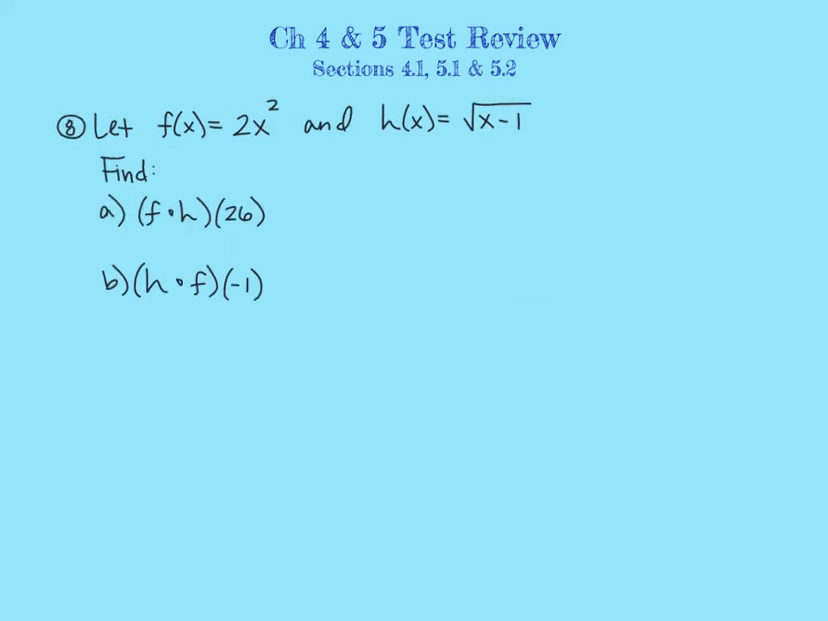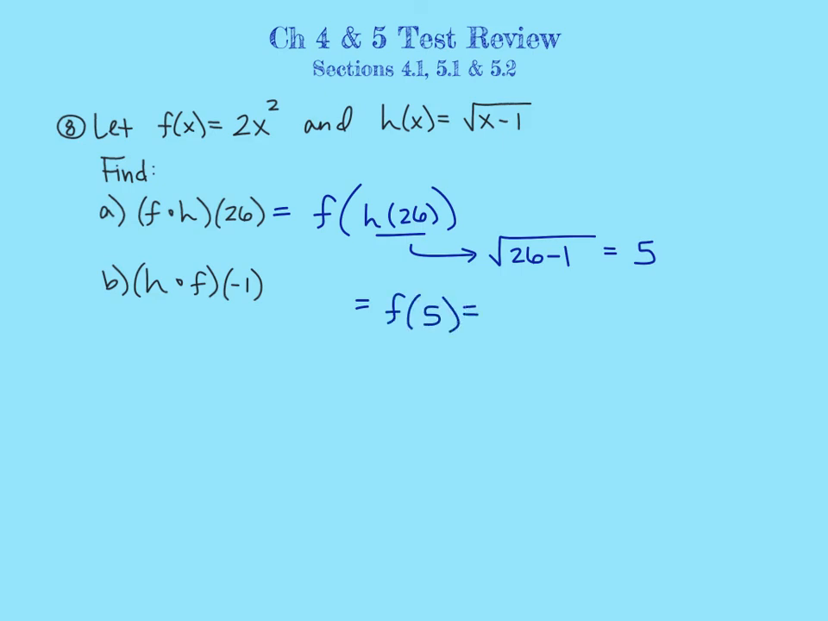Problem 8 is function composition again, except we're plugging in numerical values, so we will get a numerical output. In part A, we want to find f of h of 26. So the first thing we want to do is find h of 26. H of 26 is plugging 26 into the h of x function, so we'll have the square root of 26 minus 1, which is the square root of 25, which is 5. So we're essentially then finding f of 5. F of 5 is 2 times 5 squared. So 2 times 25 is 50.